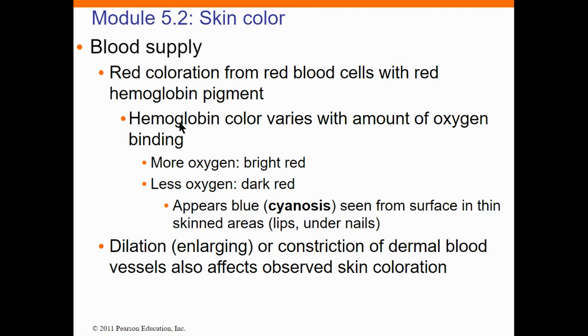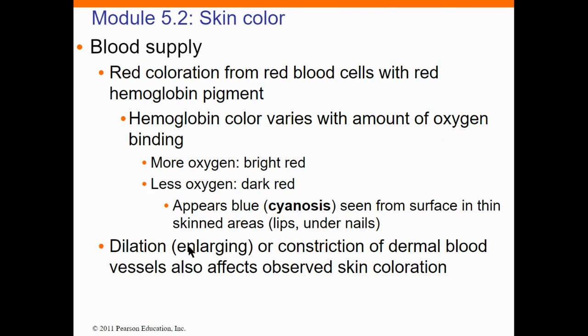Hemoglobin is the part that carries the oxygen in your blood. The more oxygen you have, the brighter red your blood is, and the less oxygen, the darker, very dark red. If you have a lack of blood, it's going to be blue. It's called cyanosis. You can see it where you have thin skin, like underneath your nails or in your lips when you're really cold outside, because you don't have as much oxygen going there.